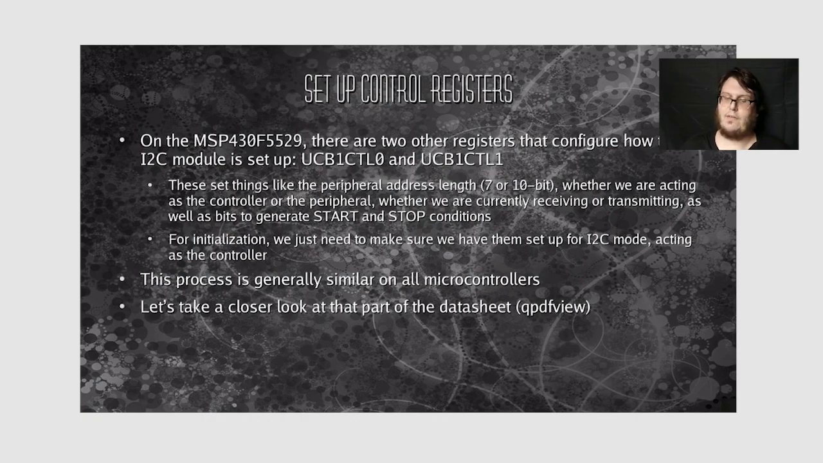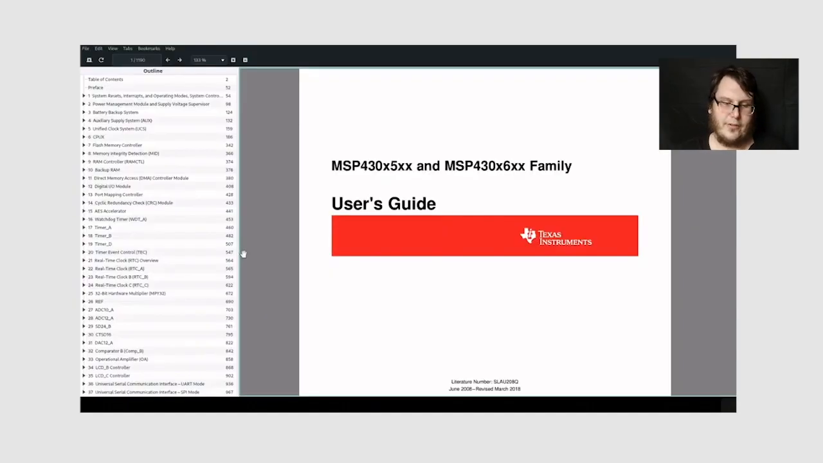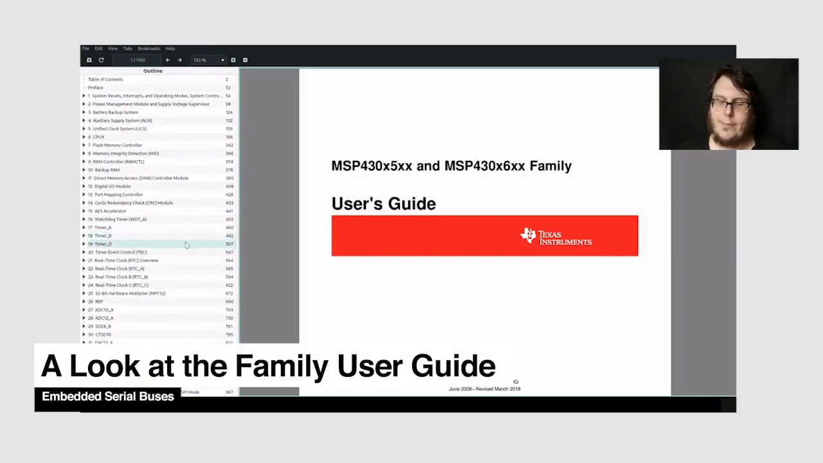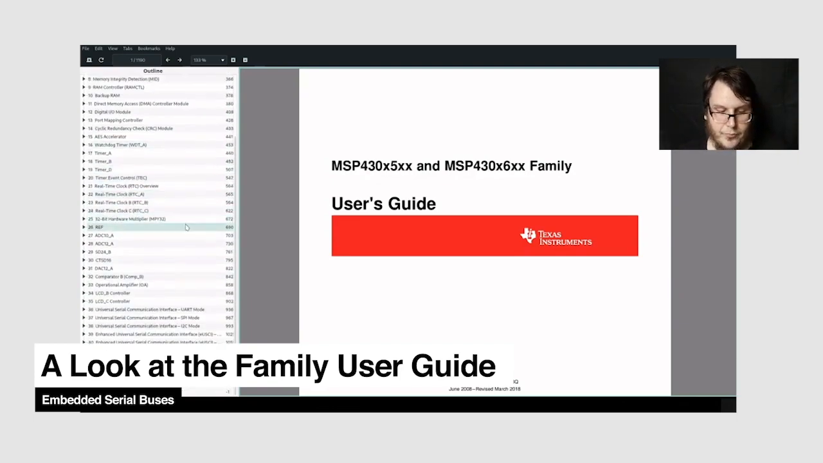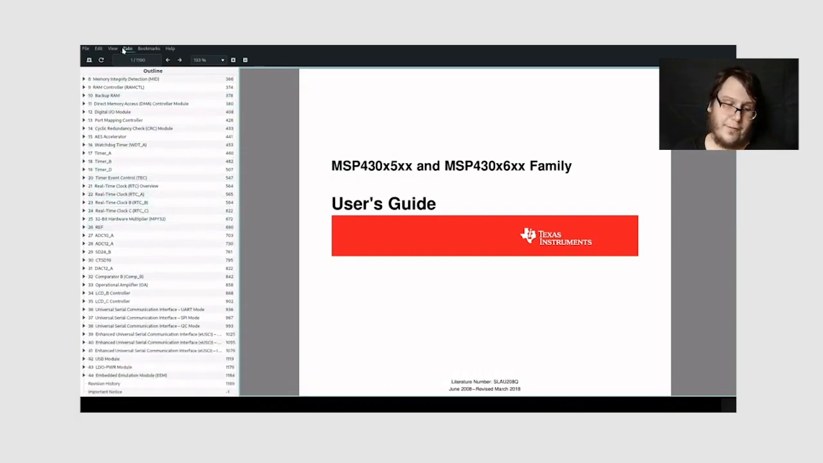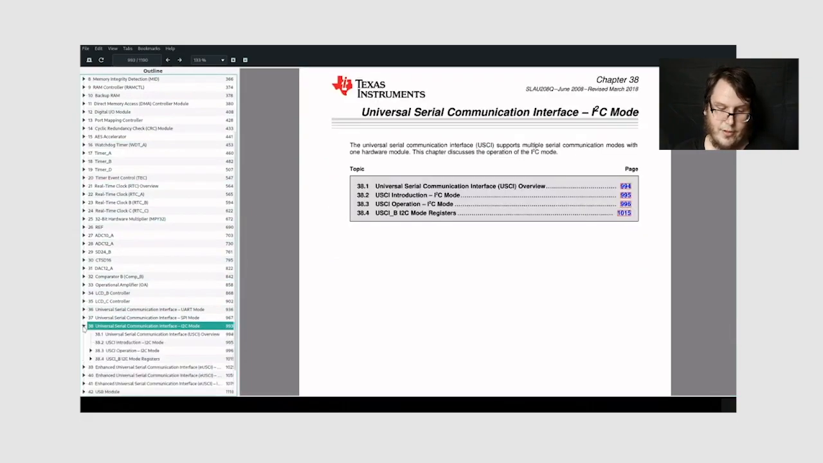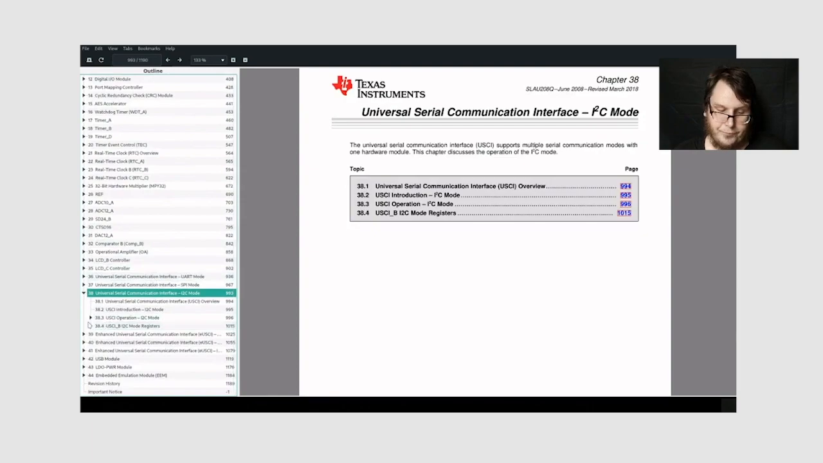Let's take a closer look at this part of the datasheet just to show you exactly how it's done on the MSP 430. Alright, so here is the family user's guide for the 5 and 6 series MSP 430s. These are the higher end, more powerful chips. These are all the different peripherals on the side, but of course we're interested in the Universal Serial Communication Interface running in I2C mode, so section 38.